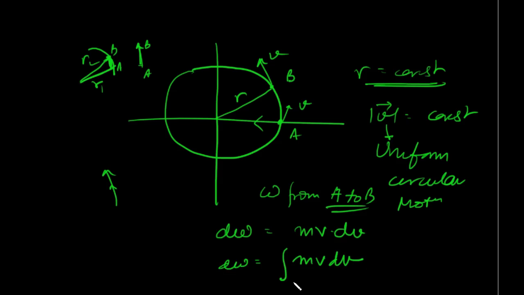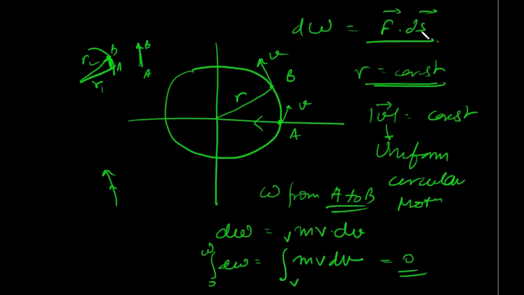What is the work done from A to B? So what is the velocity from A to B? V at A is V and V at B is V, alright. So this would be 0. So work done in a circular motion is always 0. Another method, work done was F dot ds.